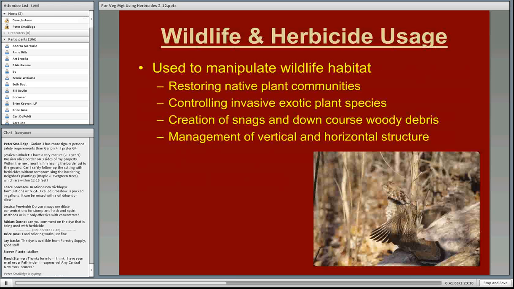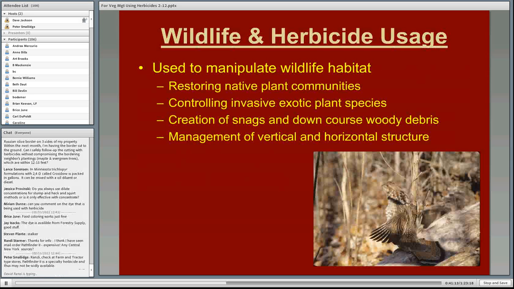So, wildlife and herbicide usage. There are many different methods, not just for timber production, like I showed you with site preparation, release, and timber stand improvement, but also to encourage wildlife and improve habitat. We can use it to manipulate habitat and restore native plant communities by controlling invasive exotic plants, and by creating snags and down coarse woody debris.